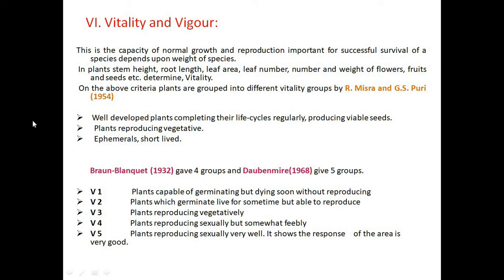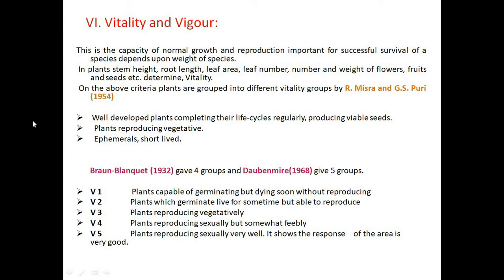So on the above criteria, plants are grouped into different vitality groups by R. Mishra and J. S. Puri in 1954. R. Mishra, as you know, is the father of modern ecology. In these 3 groups, the first group is well-developed plants completing their life cycles regularly, and they produce viable seeds. The second group, plants reproduce vegetatively. And third, ephemeral, short-lived plants, that may be called seasonal also.